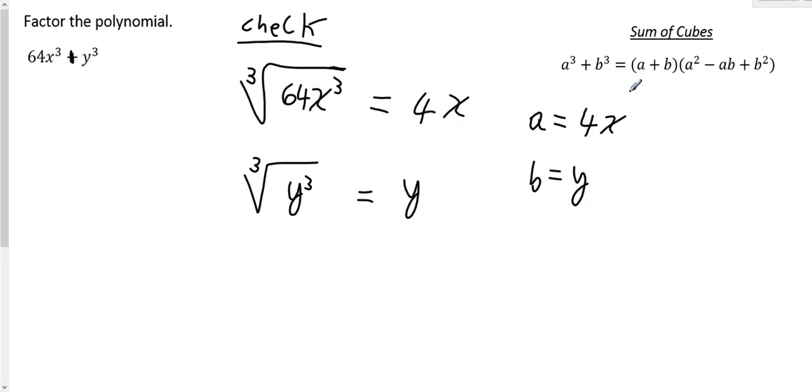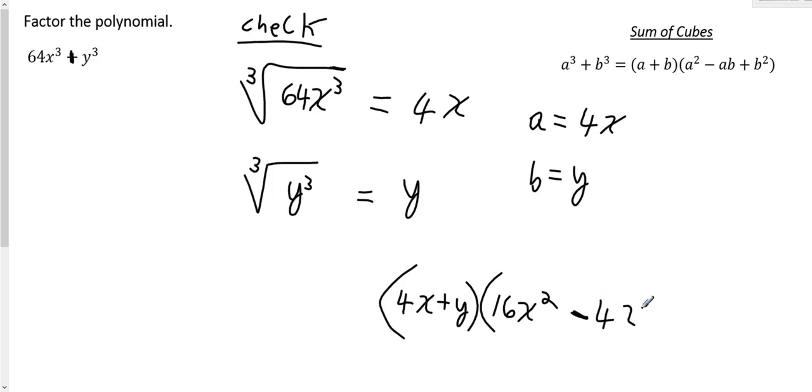So now I'm going to produce the right-hand side, which is going to be a plus b, which is 4x plus y, multiplied by a squared, which is the square of 4x. 4x times 4x is 16x squared. Then there's a minus sign. Minus AB, well, A times B is 4x times y, 4xy. And then a plus sign, and then we have B squared. B squared is y times y, y squared.